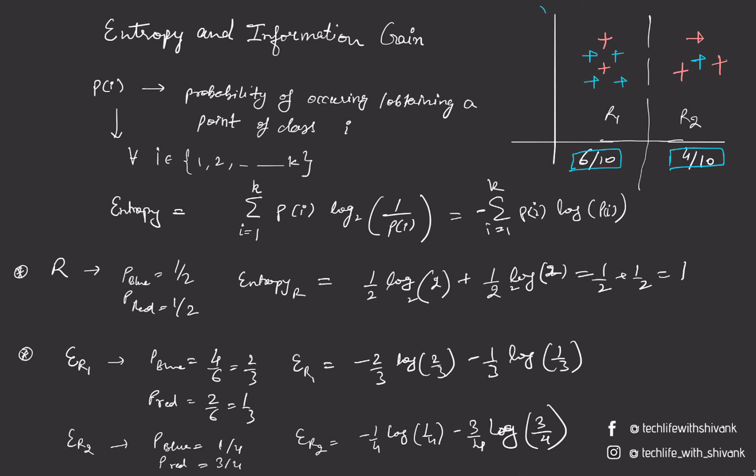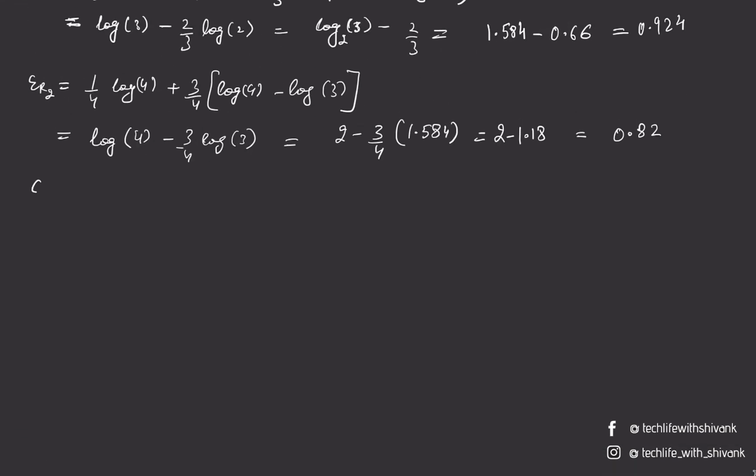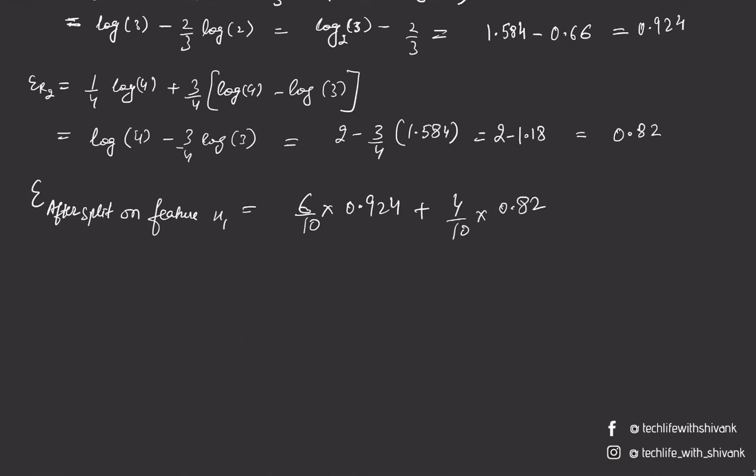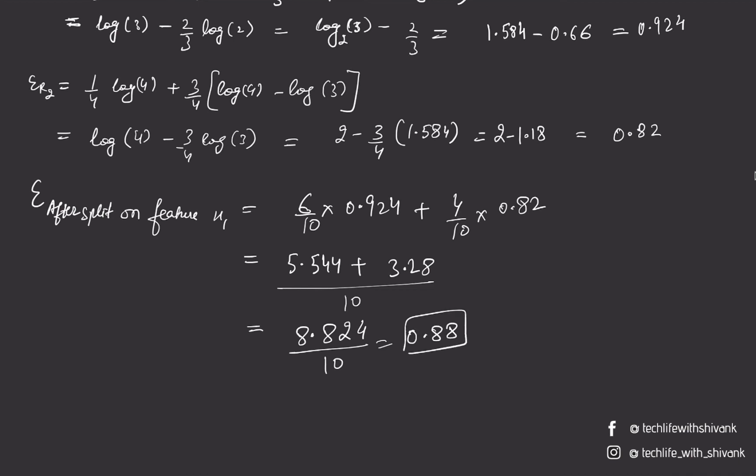So to calculate the final entropy, entropy after split on feature x1 is 6 by 10 into 0.924 plus 4 by 10 into 0.82, which is equal to 5.544 plus 3.28 by 10, which is equal to 0.88. So entropy is reduced from 1 to 0.88 after the split.